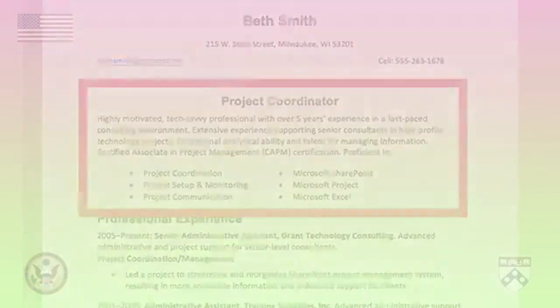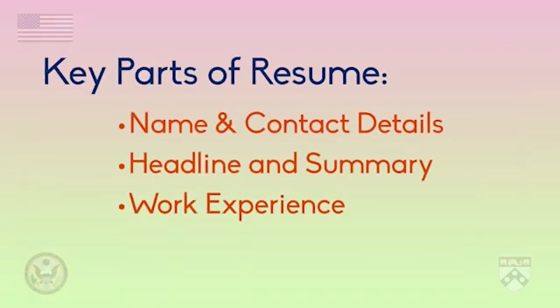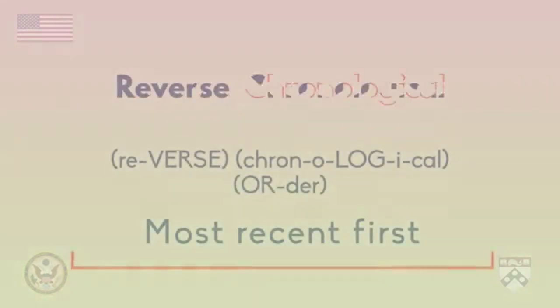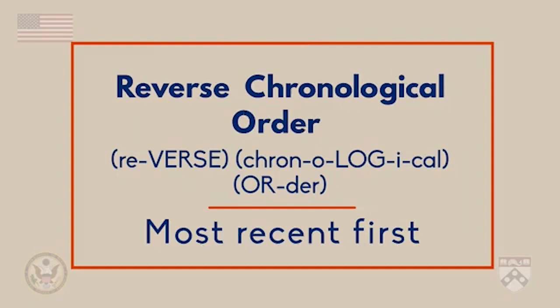The third part of the resume you need to include is work experience. Here, you can list the jobs you have worked at in the past, including your current job, if you have one. Current job means what job you have now. Be sure to list your work experience in reverse chronological order. In other words, list your most recent job first, the one before that next, and so on into the past.